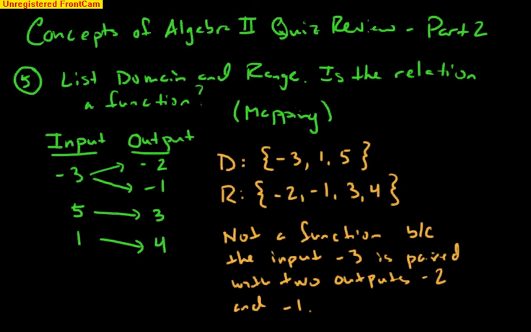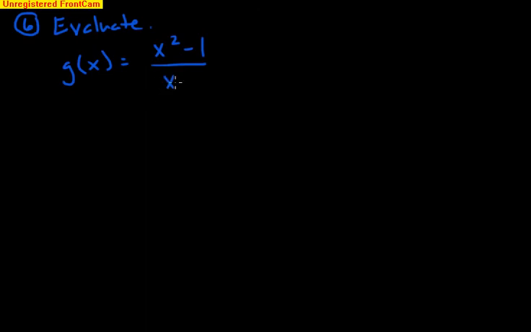Okay, and then the second example I have for this video, I'm going to give you a function. So this is an evaluate problem. Evaluate. So here's the function. We're going to use g of x. Remember, that's g of x equals x squared minus 1 over x minus 1. And you need to evaluate it when x equals -6.